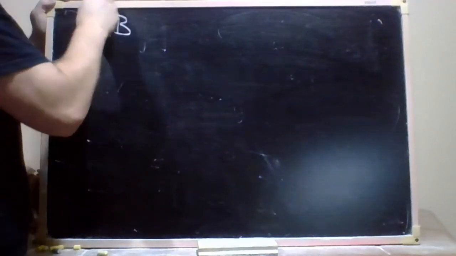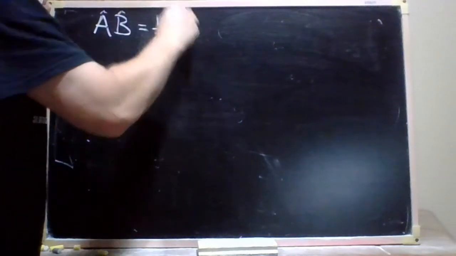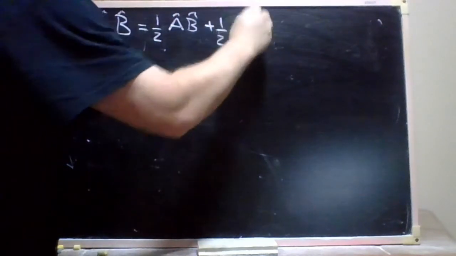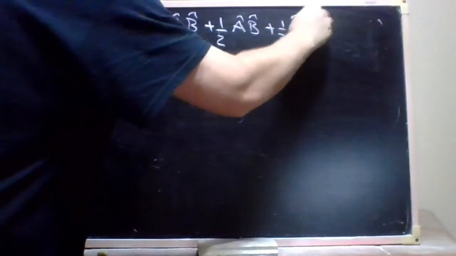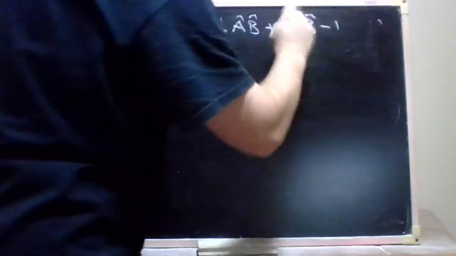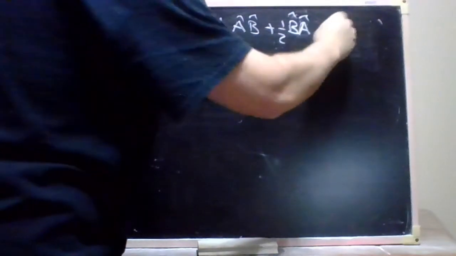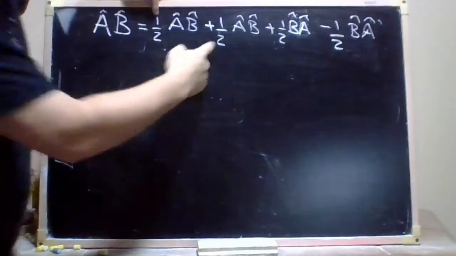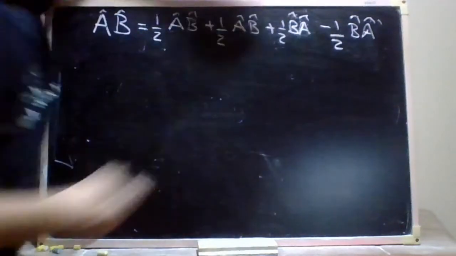Any matrix product, A multiplying B, two matrices, you can write it in the following way. 1/2 of AB plus 1/2 of AB plus 1/2 of AB minus, reversed order here, minus 1/2 of BA. Notice this summation gives 1 times AB, and this summation gives you 0.